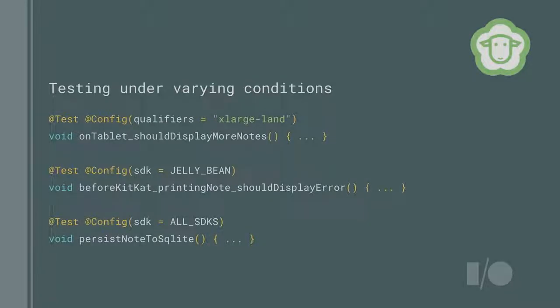RevElectric can also help with simulating device conditions that you'll encounter. For example, you can specify qualifiers that the test should run with. Here we're saying a certain screen size and orientation, which might change the layout a bit. You can ask RevElectric to run your test under a specific SDK. So we'll say Jelly Bean here, and it actually uses the SDK code from that version. And you can also tell RevElectric, I want to run this test under every SDK that you support, or some range of them that you're interested in. And we support Jelly Bean through O right now.